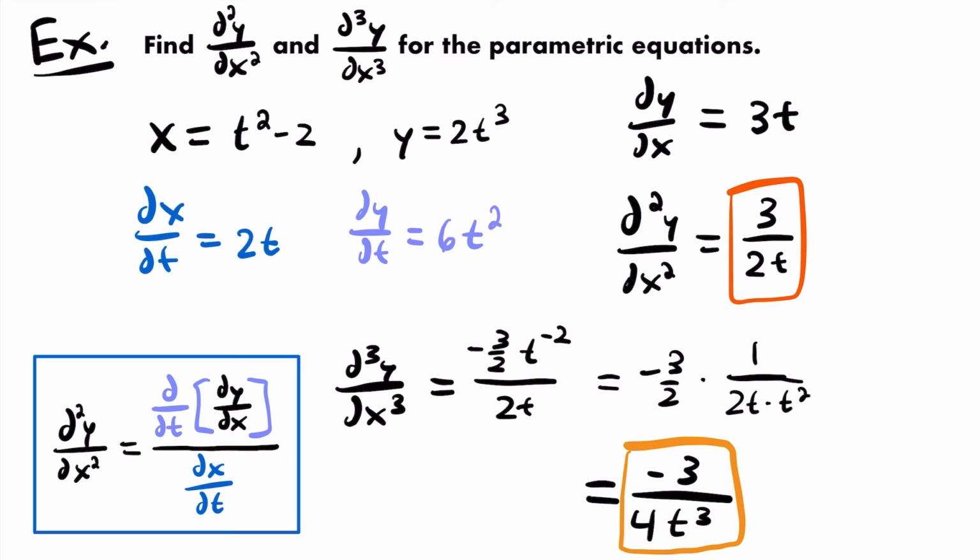All right, and so now we have completed this example. We found the second derivative right here, 3 divided by 2t, and we found the third derivative, negative 3 divided by 4t cubed. Okay, and so with that, this was the last example for this video on finding parametric derivatives.